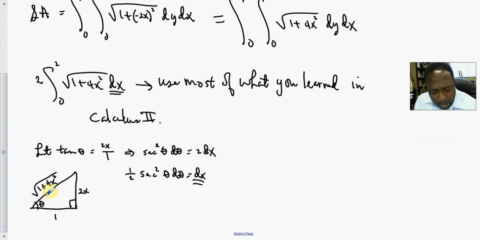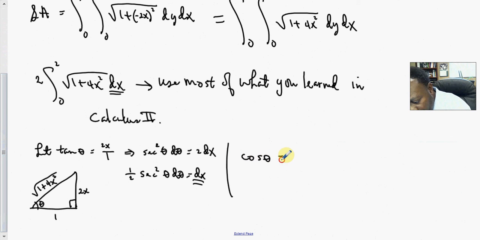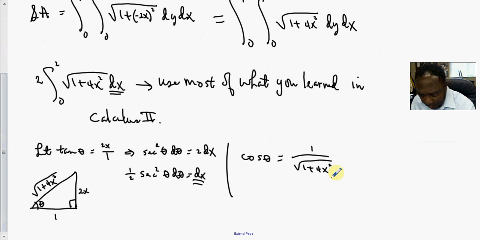What about the square root? This looks like the square root is picked up by the sine or the cosine. Cosine theta, looking at the triangle, is 1 over the square root of 1 plus 4x squared. So you flip that, and that gives us secant theta is equal to the square root of 1 plus 4x squared. So we go back to the problem.